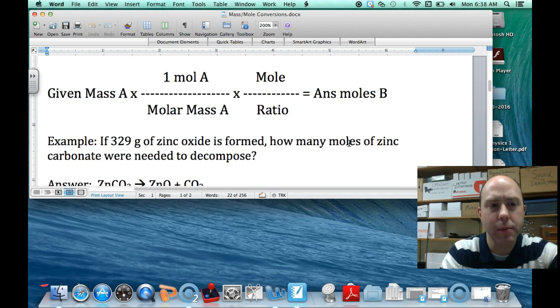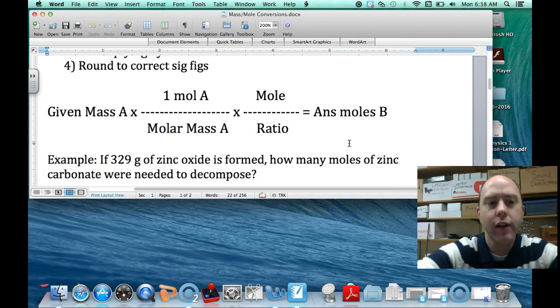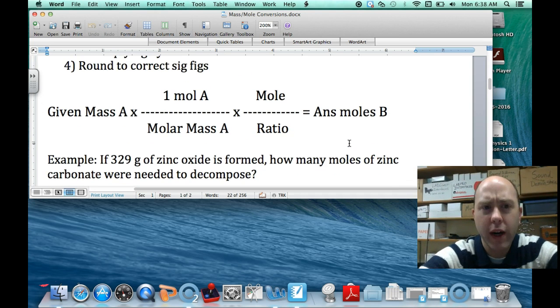So let's look at an example. Let's pretend I have 329 grams of zinc oxide. Okay, if 329 grams of zinc oxide is formed, that means that's one of the products. How many moles of zinc carbonate were needed to decompose?